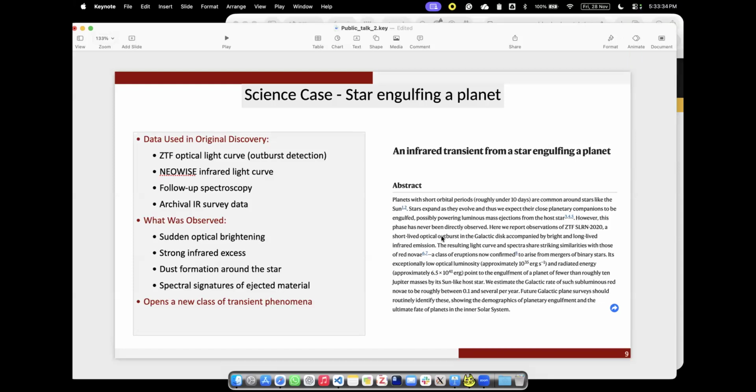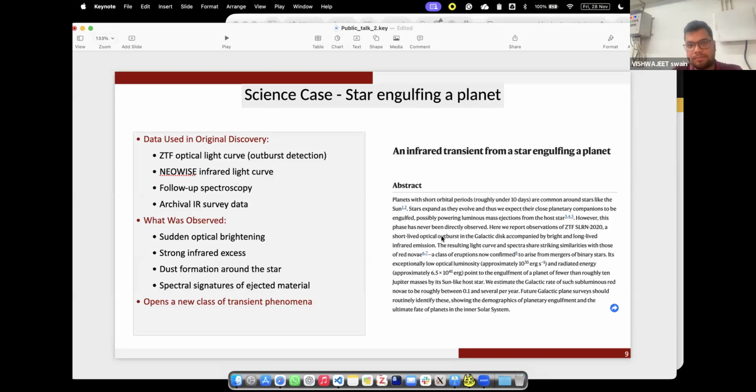Yes, thanks. The other case is a star engulfing a planet. This was one of my favorites, which happened in 2023. Usually people assume that when a star dies, and exhausts its main nuclear fuel, say hydrogen, it expands, and during the expansion it can engulf the planets around it. The same thing can happen with the Sun.